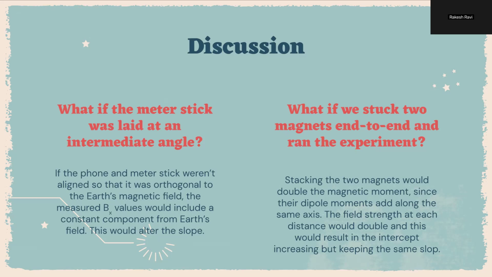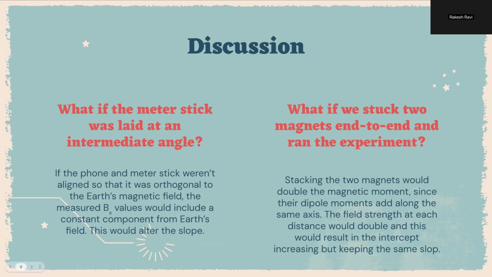For the second discussion question, what if we had stuck two magnets end to end and ran the experiment? If I connected two identical magnets end to end, their dipoles would add together, which would effectively double mu. The magnetic field at each distance would roughly double, so the ln graph slope would stay the same, but the intercept would increase, which would shift the line upwards.